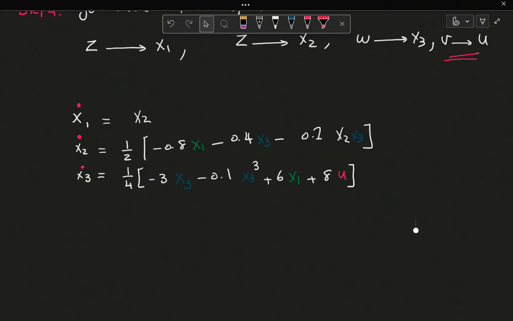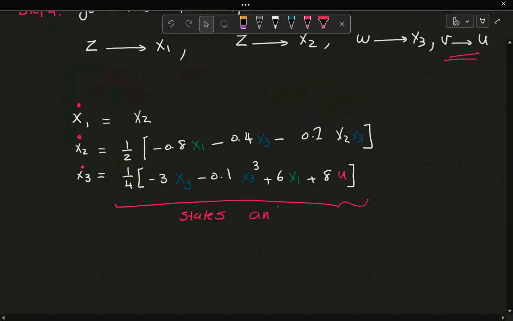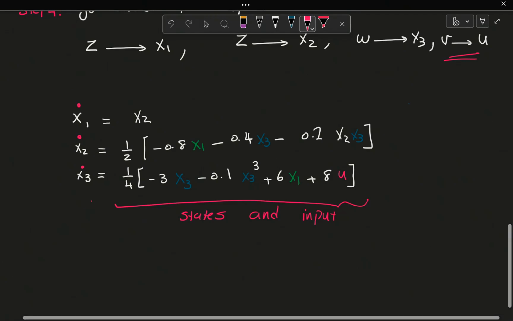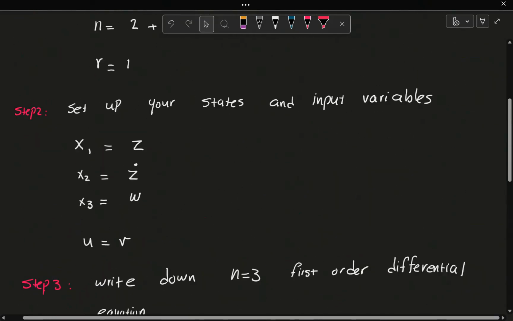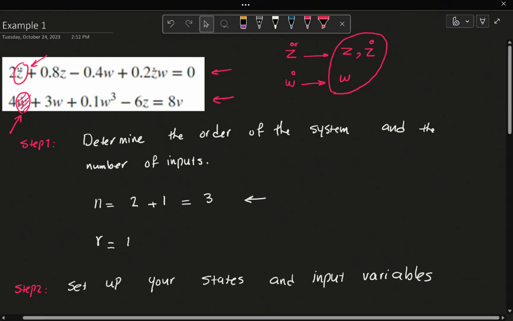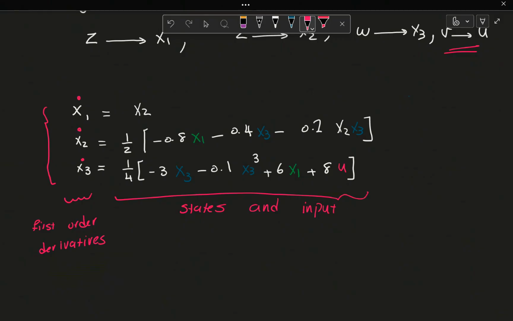Now I'm done. I have my state dynamics. Look, on the right hand side, I have only states and inputs or controls. On the left hand side, I have only first order derivatives. So in fact, the whole thing that I did was take the second order system that I had here and break it down to a system of first order differential equations. Basically, I broke it down to 3 first order differential equations with a specific form. We call it state space, or state variable equations.